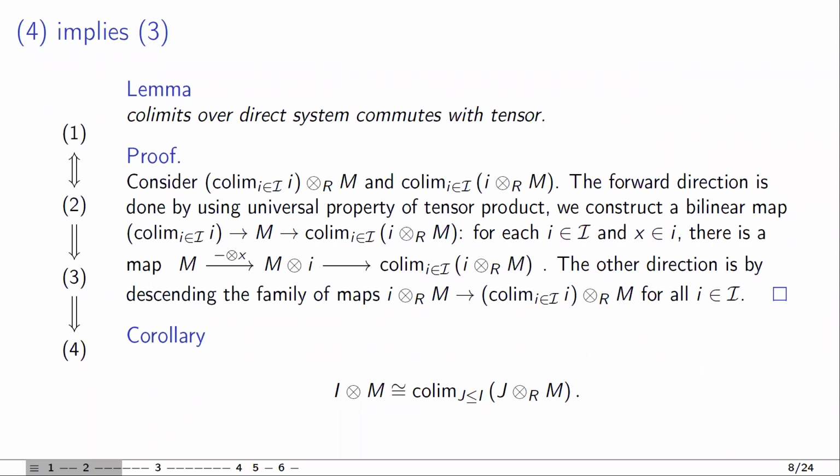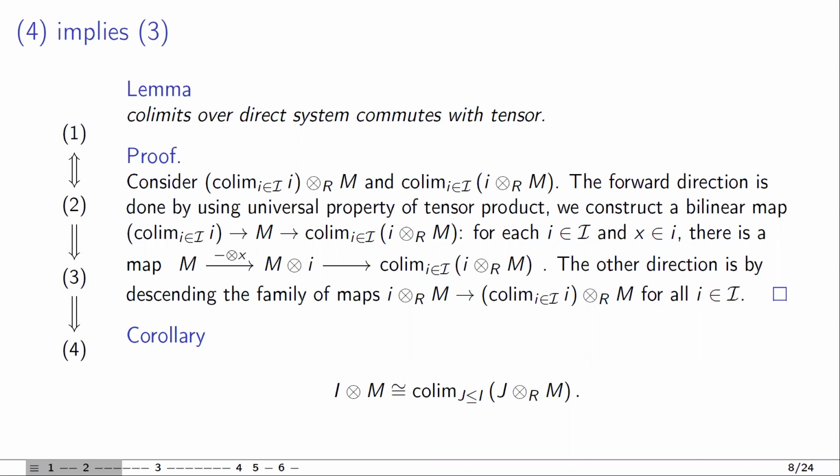And another ingredient we are going to be using is that colimits over directed systems commute with tensor. Well, there are actually better ways to prove this than the proof I present here, because tensor is always right exact, so it actually preserves all finite colimits. But this proof here is just using universal properties of all kinds of things. So consider if we have an indexing set called I, and we are considering the colimit over I tensoring with M, and the colimit of I tensoring with M.